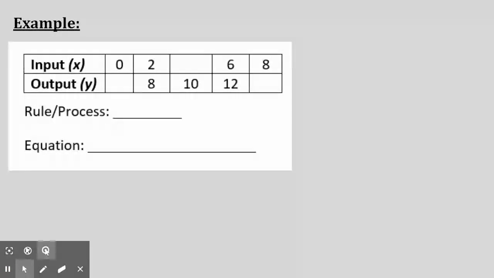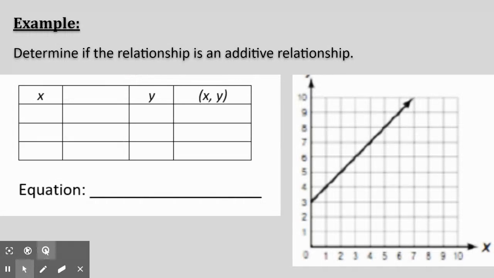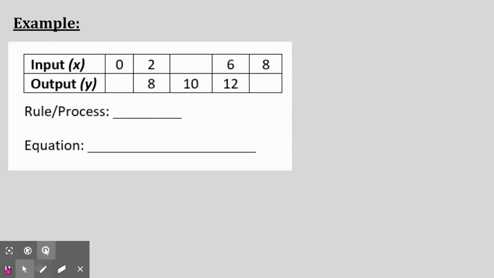All right, so looking at this, I obviously can't figure out my rule from just having a blank here. So I need to look at this. To get from 2 to 8, I can either add 6 or multiply by 4. Let's see, from 6 to 12, I can add 6 or multiply by 2. The only thing that is consistent is the plus 6. That means that is our rule.